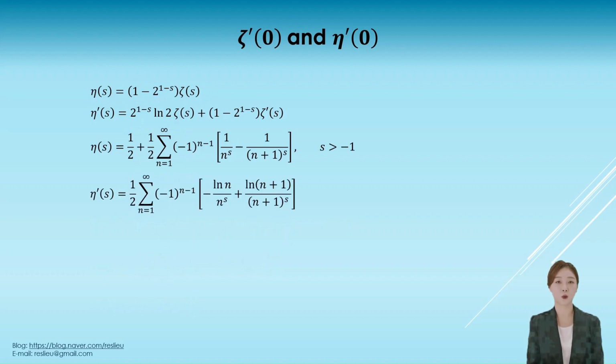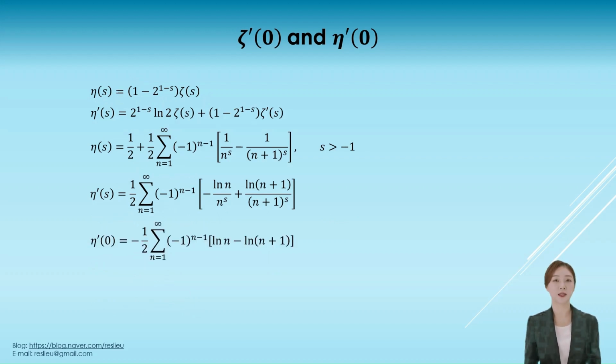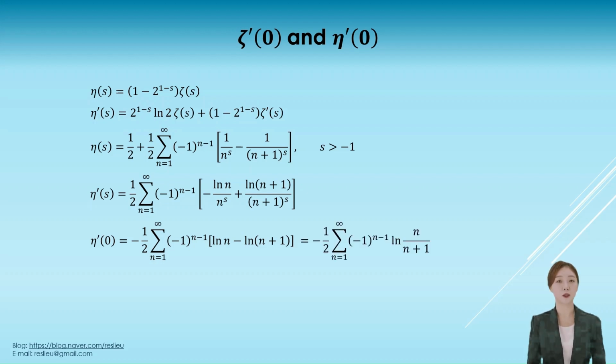If we differentiate 1 over n to the power of s minus 1 over n plus 1 to the power of s in the brackets, we get minus log n over n to the power of s plus log n plus 1 over n plus 1 to the power of s. Therefore, eta prime 0 becomes s equals 0. So the brackets are log n minus log n plus 1, which is the same as log n over log n plus 1.